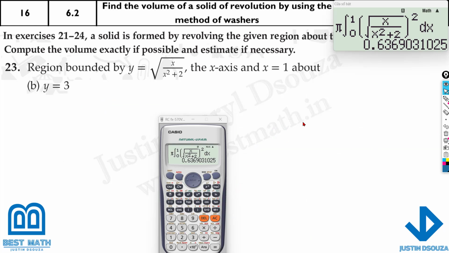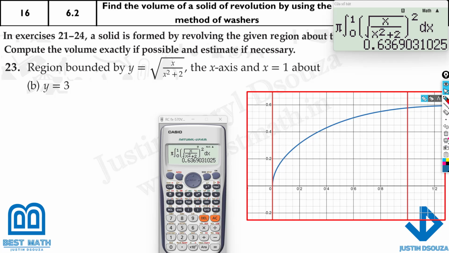What about y is equal to 3 again? Let's look into the graph. Here we have y equals 3. That is somewhere up. Somewhere over here it's being rotated.